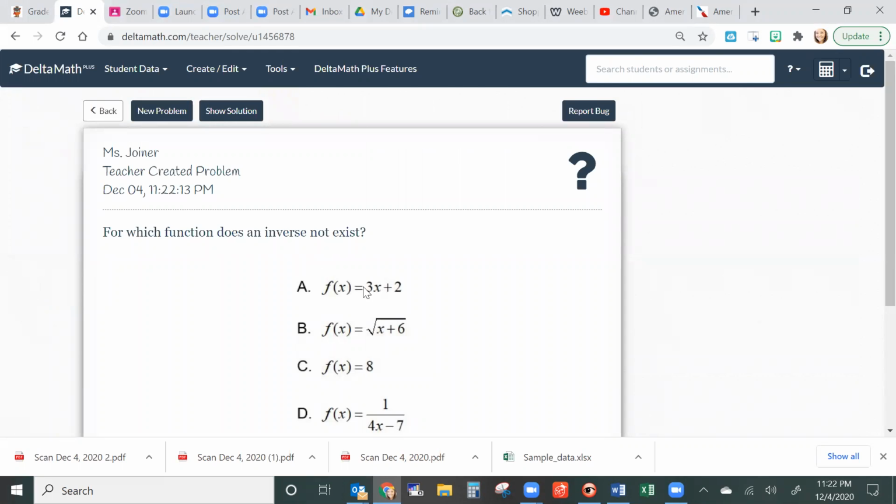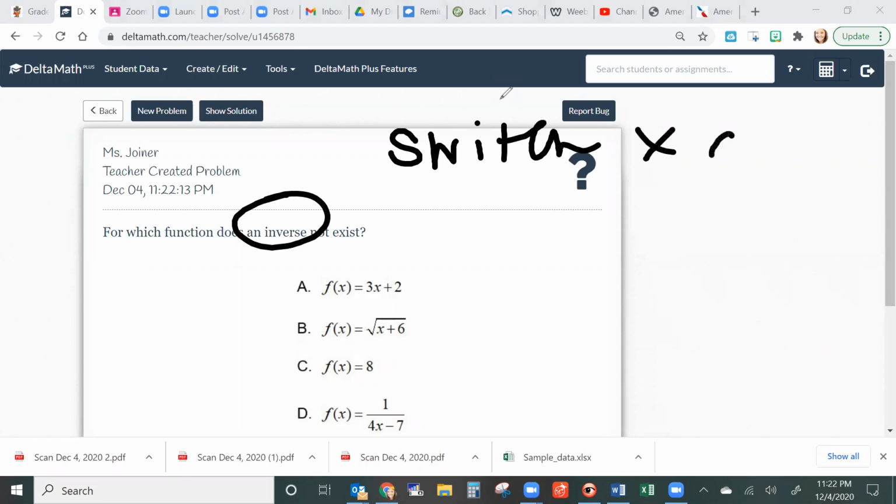So it says, for which function does an inverse not exist? So if you remember what an inverse is, when you're supposed to switch the position of the x and the y. So what that means is that every equation has to have an x and a y for you to switch them out. Now remember that f of x is the same as y. So like, for example, this first equation is like y equals 3x plus 2. So it has one of each, cool. This is y equals square root x plus 6. It has an x, it has a y, I can switch them.